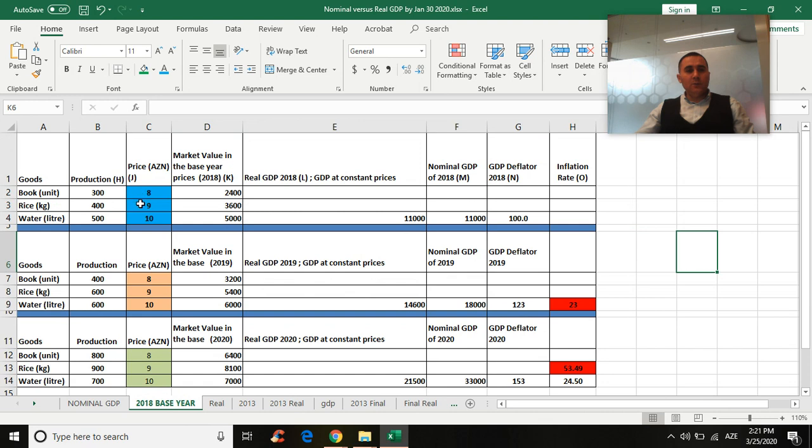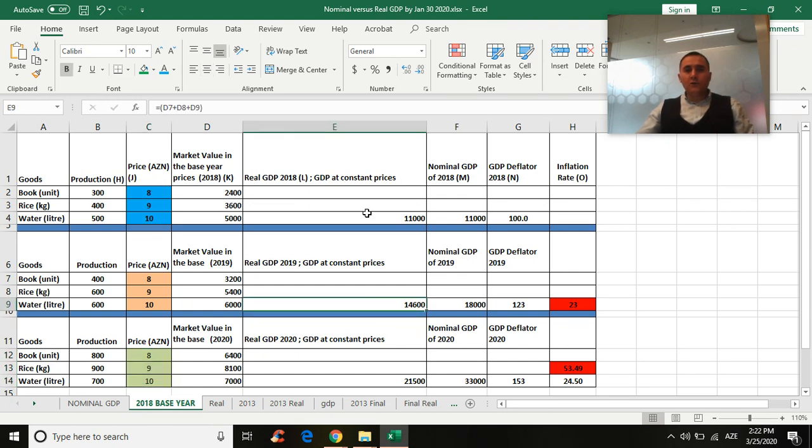As you see, we adopt 2018 prices for all years. Once I multiply them with each other, I'm going to find out the market value of production in base year prices. Then I add all these values up and I find out the real GDP. As you see, real GDP is calculated by adopting the constant prices, with 2018 picked as a base year. Which means that you can pick any year as a base year.